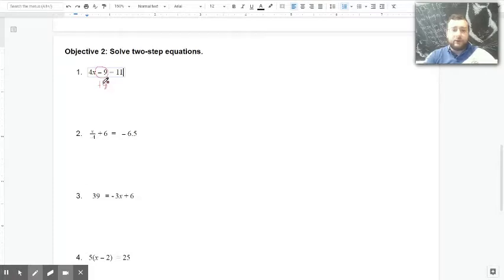All right, so then I'm going to add 9 to both sides because that's how you get rid of a negative 9. And you have to do it to both sides. So you do the opposite operation of subtracting, which is adding. Once you do that to both sides, the negative 9s cancel out on the left side of the equation, and then you are left only with 4x. And then on the right side of the equation, you have 11 plus 9, which is 20.